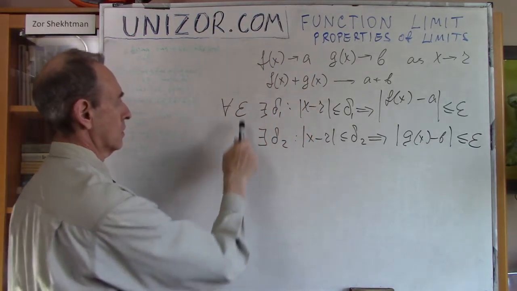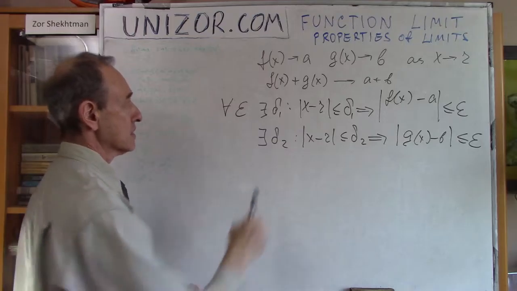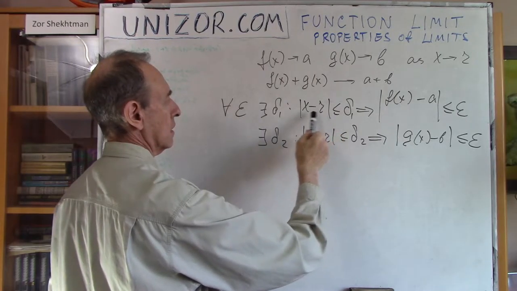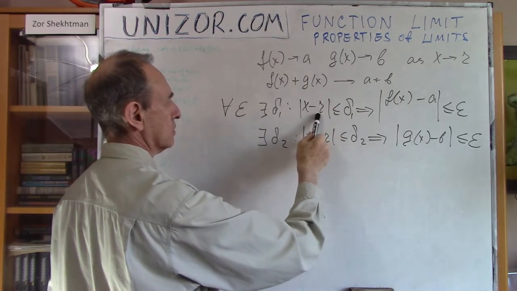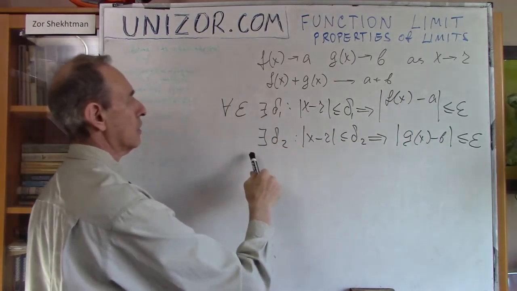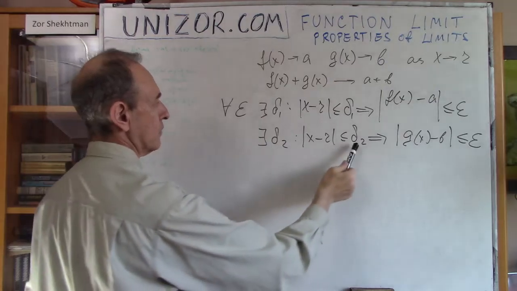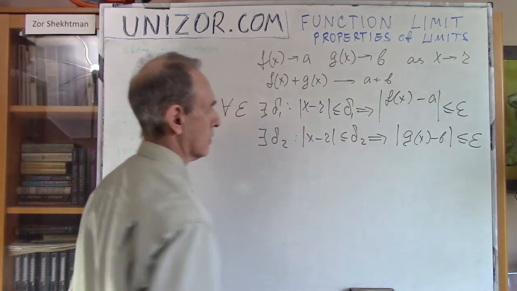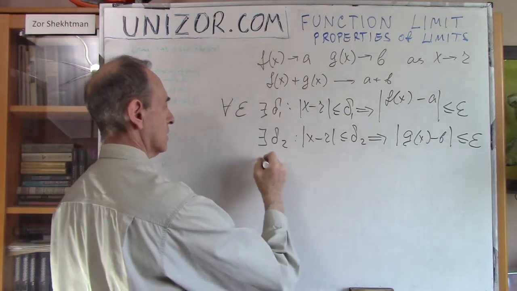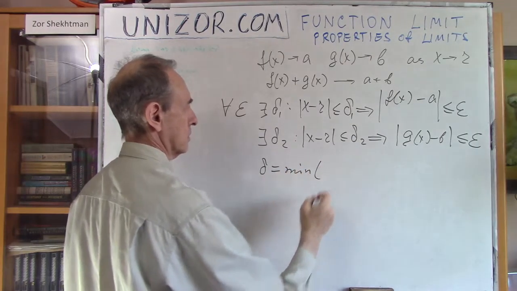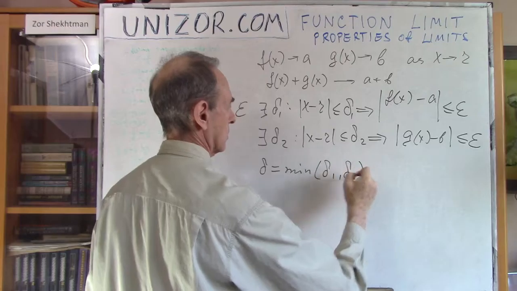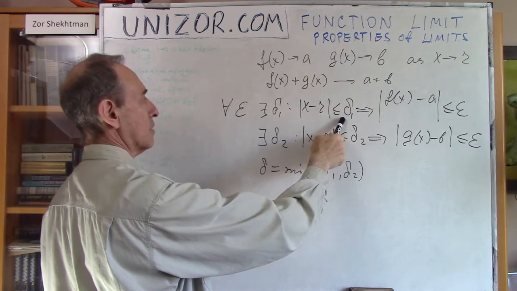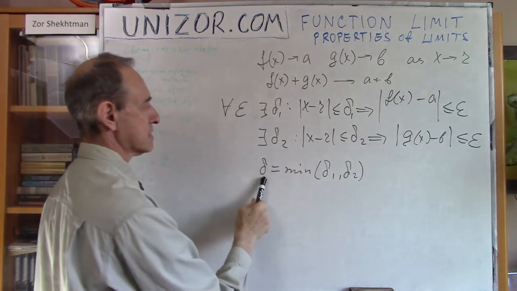So as long as we know some kind of an epsilon, using the convergence of f at x to A, we have found delta 1, as long as x within delta 1 neighborhood of R, this is true. And then we found, again using the convergence of g, delta 2, as long as x within delta 2 neighborhood of R, this is correct. Well, how about if I will take delta equal to minimum of delta 1 and delta 2? So if this means that there is such a delta 1 neighborhood, this is delta 2 neighborhood. And what is delta neighborhood?